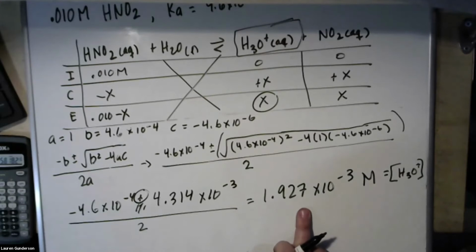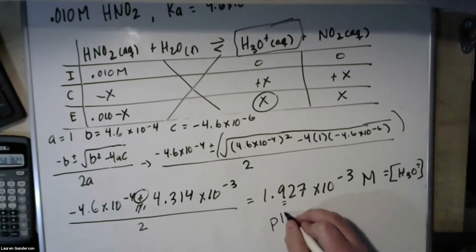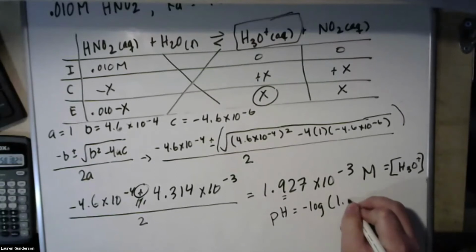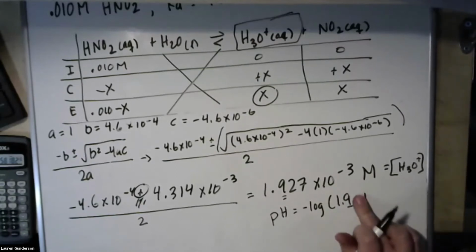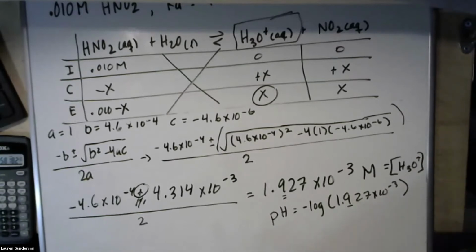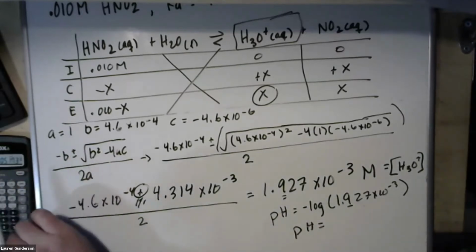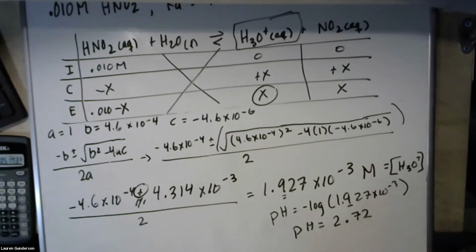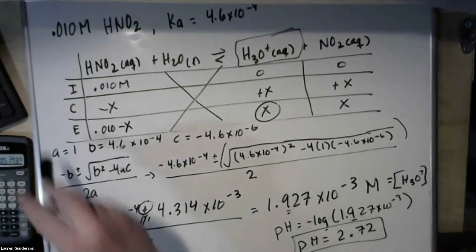From here, I am going to plug this value in to find my pH. So it's going to be the negative log of 1.927 times 10 to the negative 3. I'm just keeping track of my sig figs as I go. And I get a pH here of 2.72. Easy as that, guys. Easy as that.